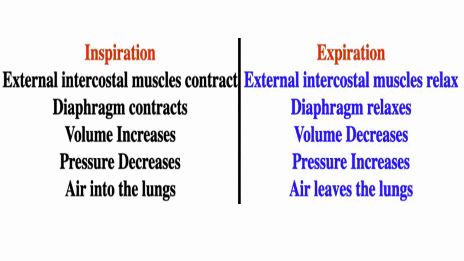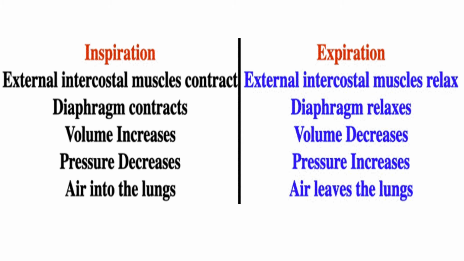What about the internal intercostal muscles? Internal intercostal muscles are active only during active expiration. That means when you are forcing the lungs to expire, then only the internal intercostal muscles come into action. Otherwise, during quiet expiration, only the relaxation of the external intercostal muscles and the relaxation of the diaphragm is sufficient to cause quiet expiration.